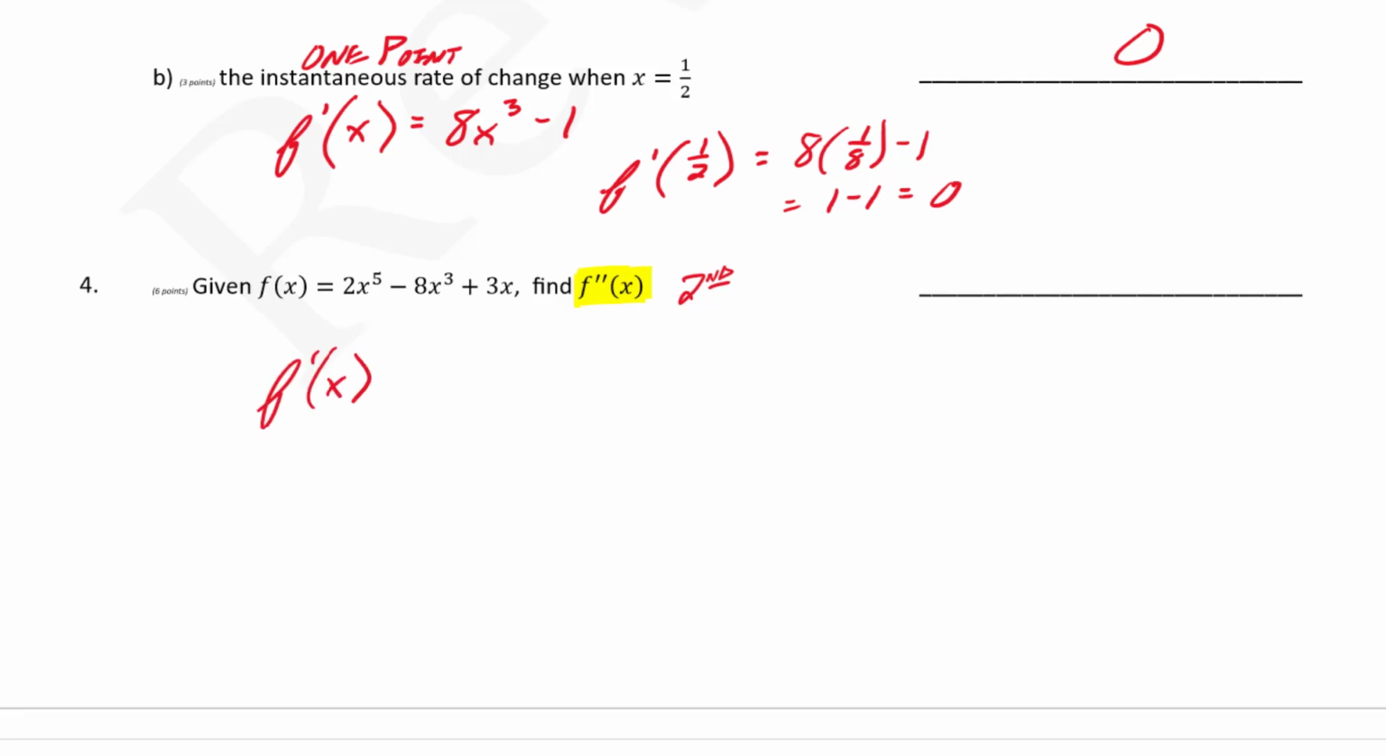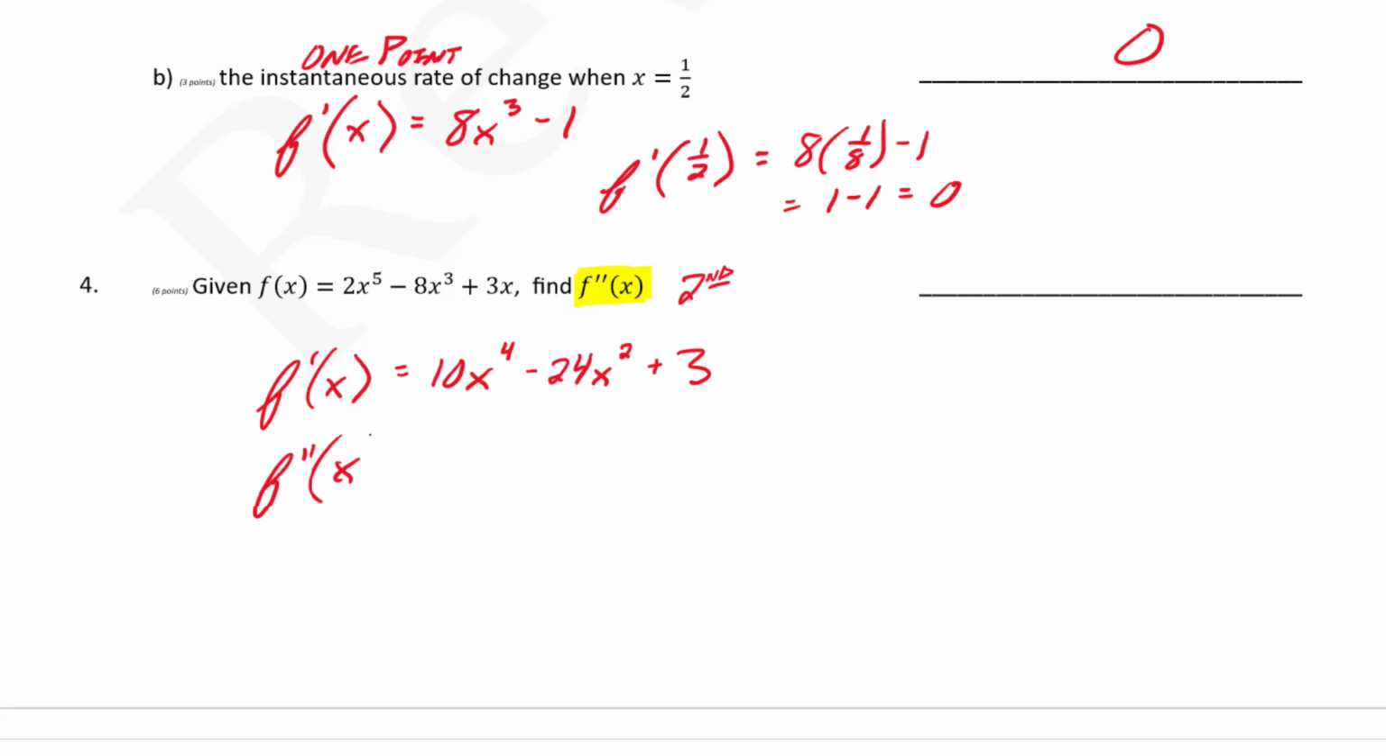Looks like I don't have any products or quotients or anything weird, so I'm just going to use a couple of power rules. So f prime of x is going to start with 5 times 2 gives me 10, and then the power drops by 1, so a new power is 4. Then minus 3 times 8, that's going to be 24 x squared, the new power is 2, and then plus 3 at the end for the derivative of 3x.